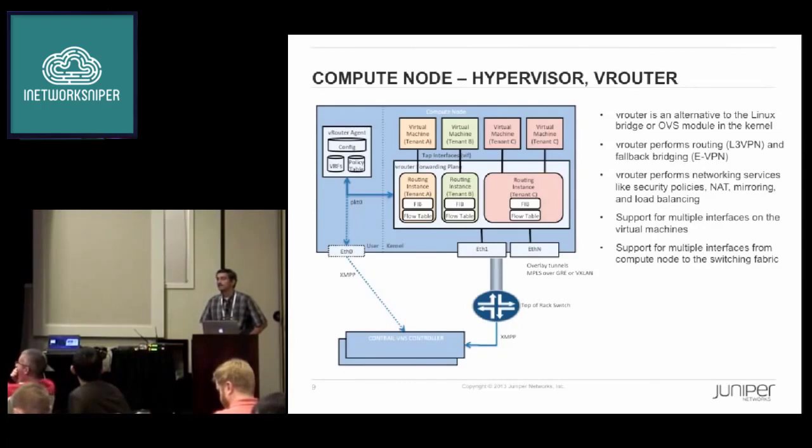I'm not that familiar with IP tables, so. Well, I'm just asking because your third bullet point up there says vRouter performs networking services like security policies, NAT, mirroring, and load balancing. Well, we already have a lot of those facilities in the kernel. You know, we have traffic classification, IP tables for NAT, that sort of thing. I assume this short circuits all of that. Right. It doesn't go through all of those.